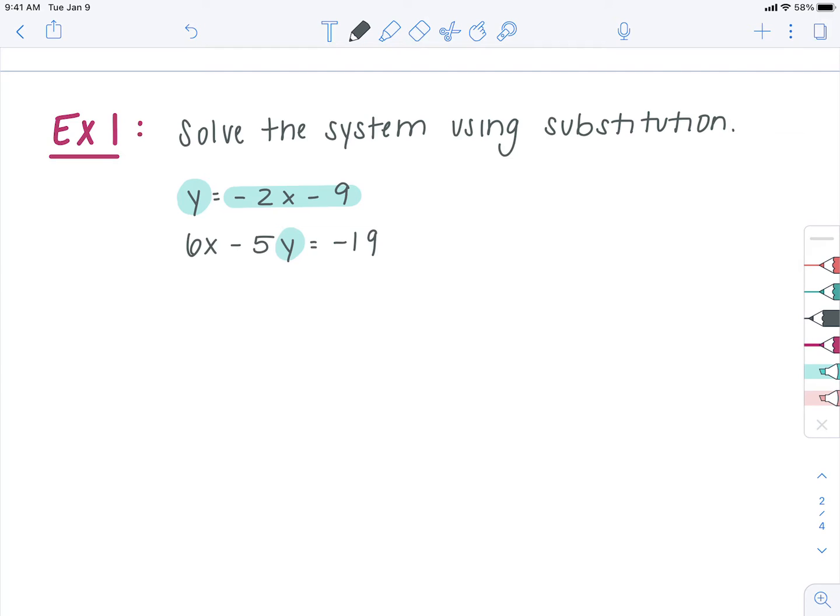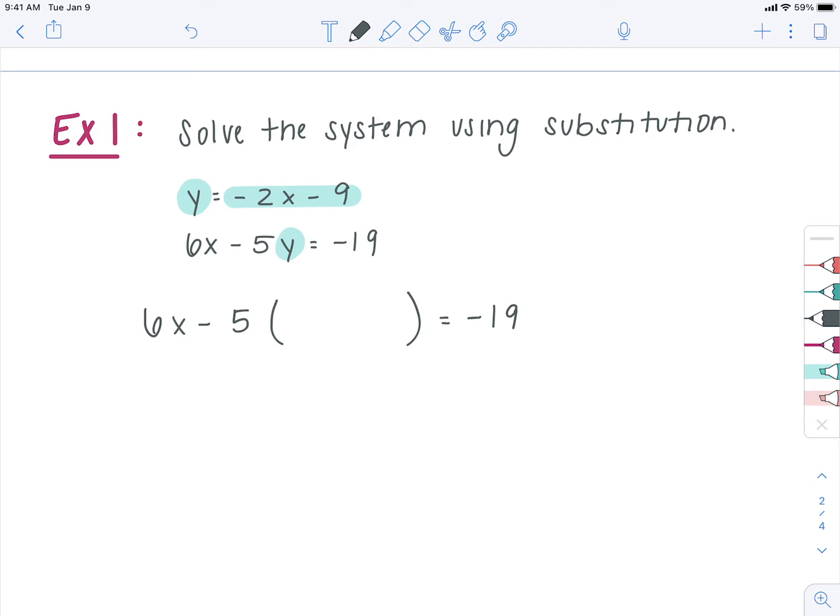So what I'm going to do is take my 6x minus 5, and where I had a y, I'm just going to put a big parentheses, equals negative 19. Because I know I don't want that y in there. I want all the same letters in my equation, because if I have all the same variables, then I can solve the equation. When I have an x and a y in an equation, I don't know how to solve for two different variables at the same time. I can't do that if I just have one equation. So I need to get just all x's or just all y's in the equation.